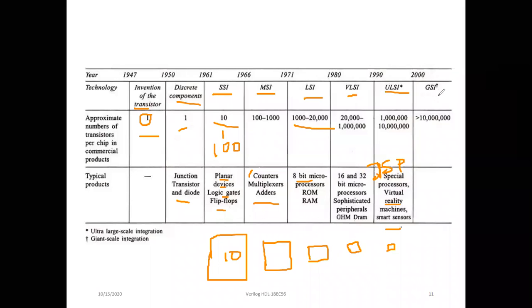Later, GSI is giant scale integration. It is greater than 100 lakh transistors. Still, it is not in production; we haven't got any products under GSI yet. So this is nothing but the evolution of the IC era. We can call this the IC era, or sometimes how the IC has come.